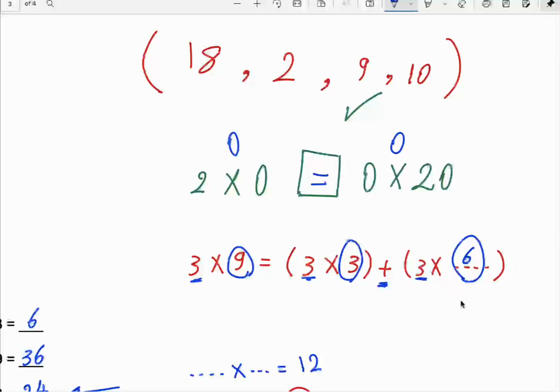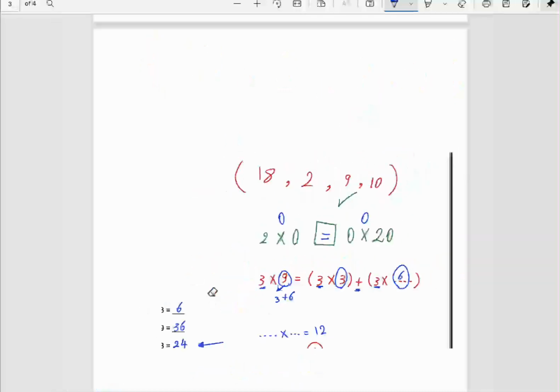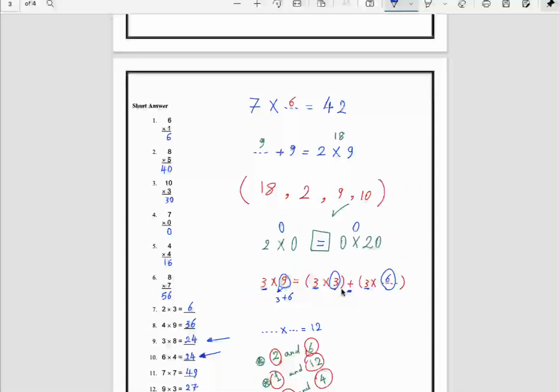So my heroes, I thought that you may say that the answer is 3. Of course, no, it's not 3. It's 6. Why? Because we break the 9. We write the 9 as 3 plus 6. This is the distributive property, of course.